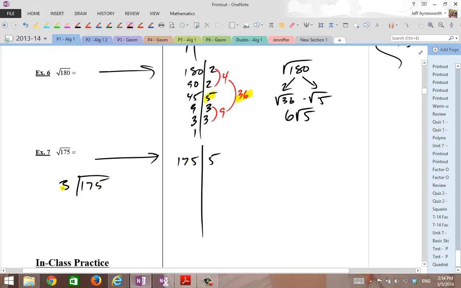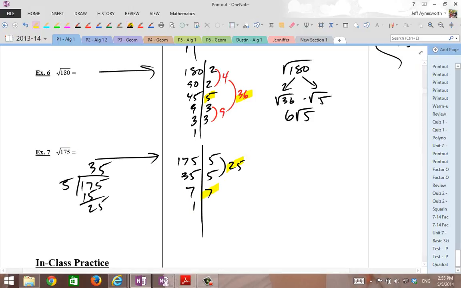175 divided by 5 is 35, remainder 0. 5 into 35 is 7, so it divides 7 times. Divided by 7 is 1. I can already see that 7 times 25 is 175. So those are my factors.